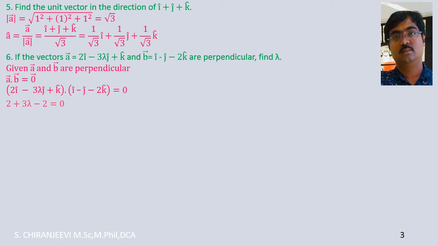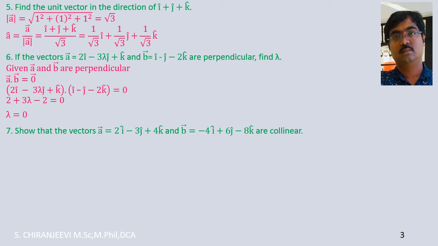Now simplifying, 2 into 1 is 2, minus 3 lambda into minus will become plus 3 lambda, plus 1 into minus 2 will become minus 2, equal to 0. Plus 2 and minus 2 cancel. 3 lambda equal to 0, therefore lambda will be equal to 0.